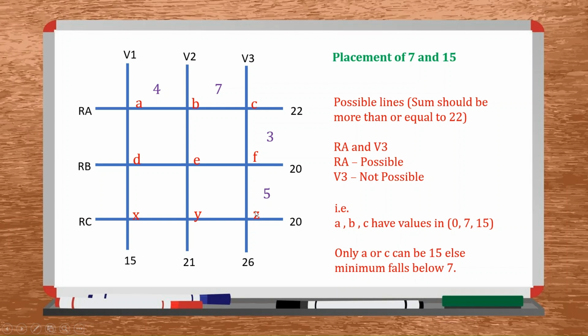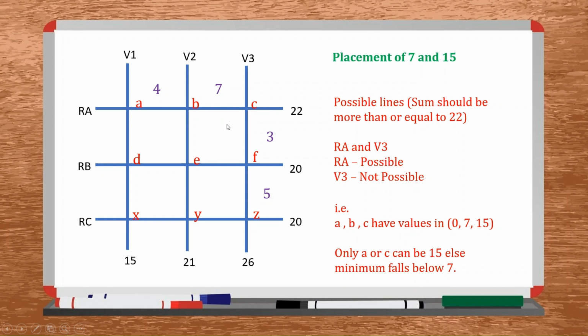But F plus Z would not be equal to 11, because the minimum should at least be 7. But that's a possibility. If I place 15 at A, then that's also a possibility. In that case, both D and X would be 0, but it's possible. But if I place 15 on letter B, then E or Y has to be 6, because the sum of line V2 is 21, which is not possible because the minimum value is 7. Hence, 15 can only be placed at point A or point C.